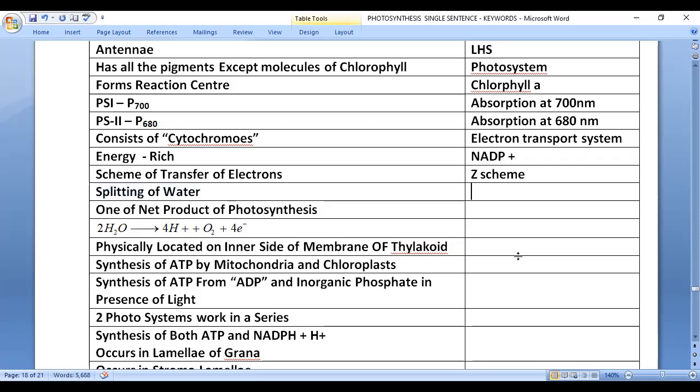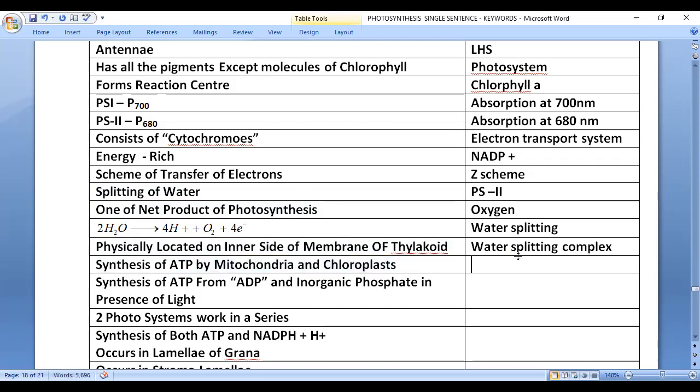Splitting of water, PS2. One net product of photosynthesis is oxygen. The equation for water splitting. It is physically located on the inner side of the membrane of the thylakoid. Water splitting complex.